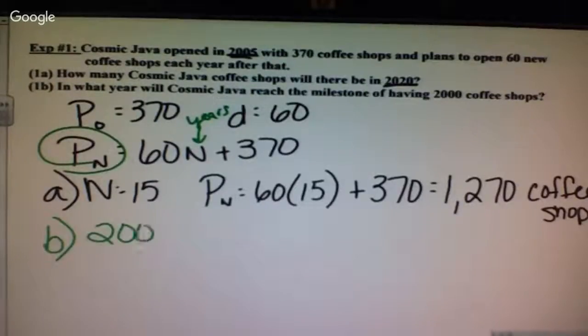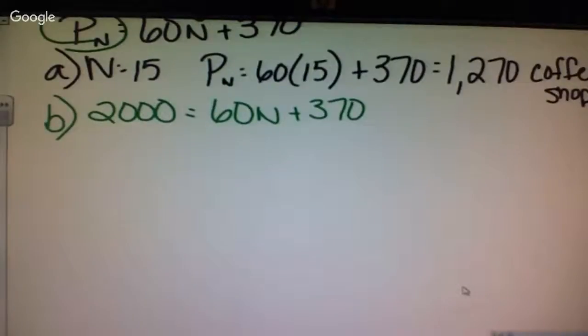This time they technically gave us our y value, so you've got to be careful. They give you coffee shops, not time. n represents the time in years. P sub n represents your coffee shops. So 2,000 equals 60n plus 370. We need to solve for n this time.